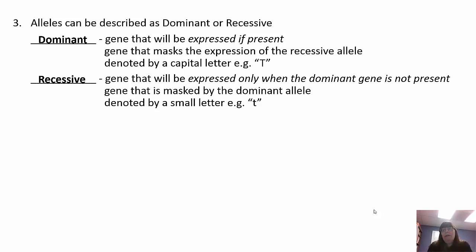Now, when you're figuring out what letters to use, you usually use the first letter of the dominant trait. So for the flowers we were talking about, it was P because purple is the dominant trait. For tall versus short, you would use T. Okay?